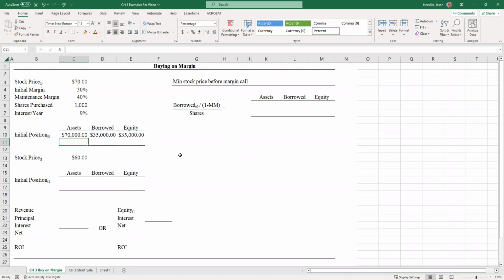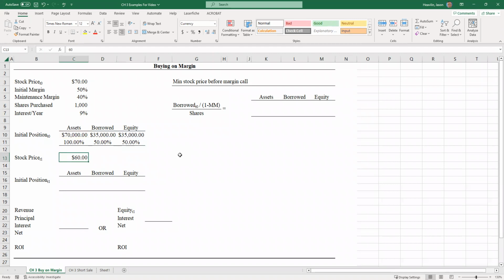So let's look at this for the percentage aspect. So I take the assets and I divide it by the assets, I get 100%. If I take the amount borrowed and I divide it by the total assets, I'm borrowing 50%. And the other 50% I placed in equity.